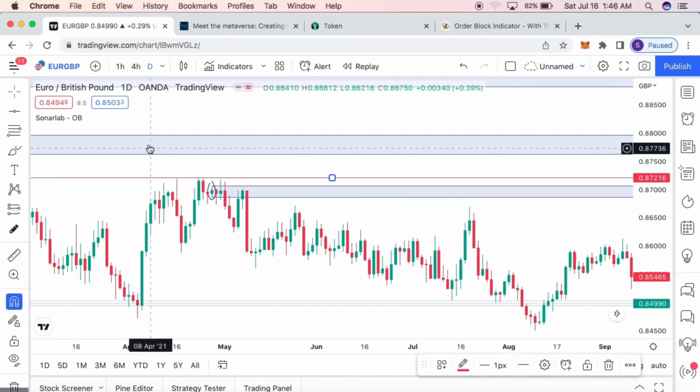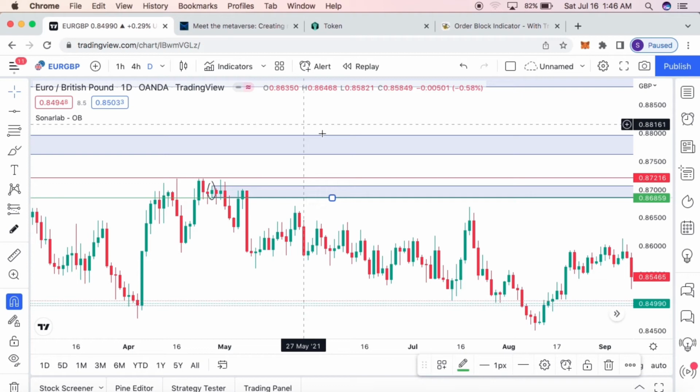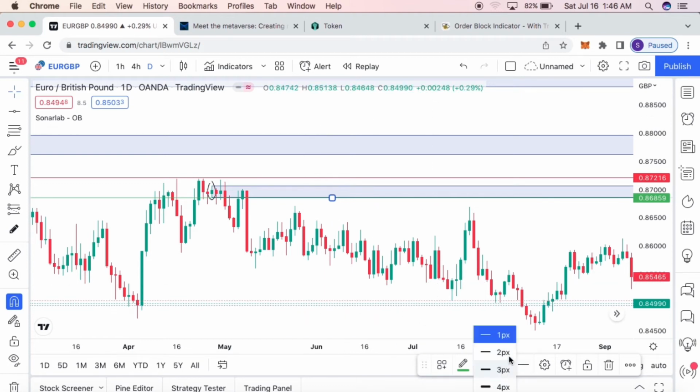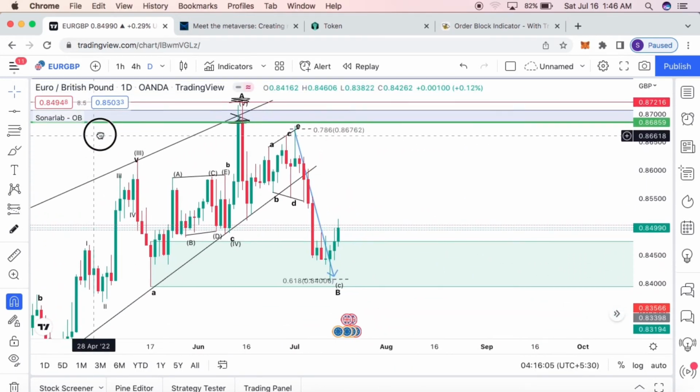This is red, and then my entry would be just at this line here. So I'll mark this one green, and I'll make it very big, like that. Then my target would be... I'll come this side to show you my target.